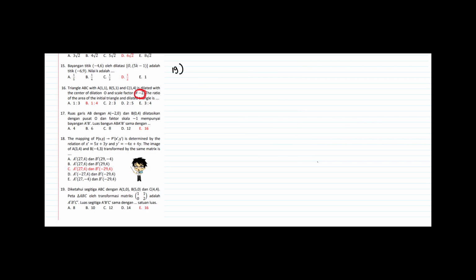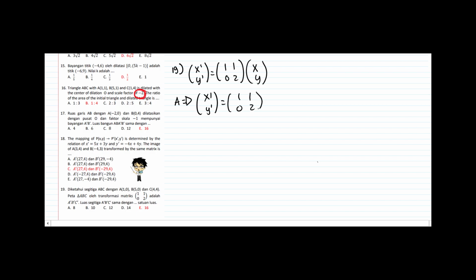Next guys, number 19. We have ABC transformed by a random matrix into A accent, B accent. Okay, so we have to find A accent first. Oh no, we cannot do this yet. Write the formula first: x accent, y accent. The matrix is (1, 1; 0, 2) times x and y. Let's start with A. A will be x accent, y accent equals (1, 1; 0, 2) times (1, 0).